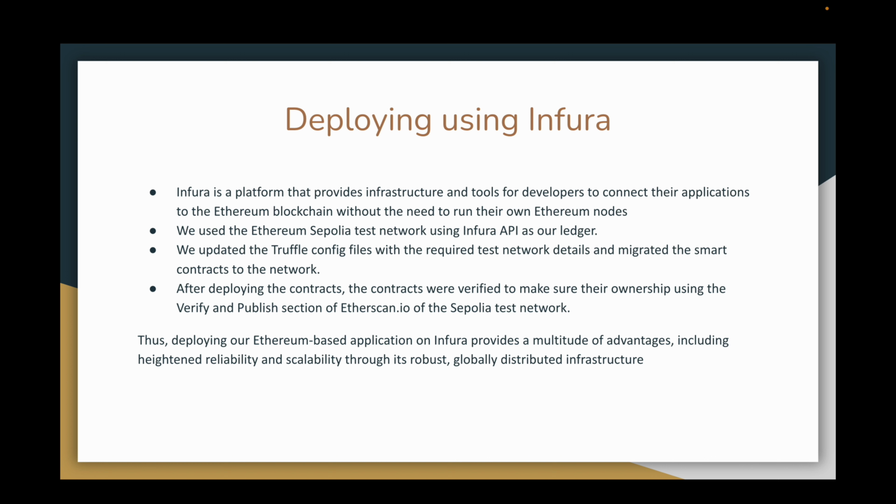So we have deployed our smart contracts using Infura. It is a platform that provides infrastructure and tools to connect developers' applications to the Ethereum blockchain without having to run our own nodes. So we have used the Sepolia test network for our ledger, and we updated our truffle config files to make sure that we were able to migrate our smart contracts to the network. And once these contracts were deployed, we verified them using the verify and publish section at etherscan.io for the Sepolia test network.